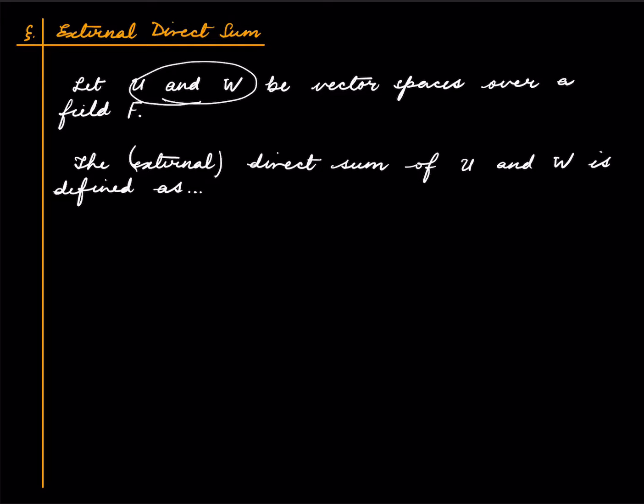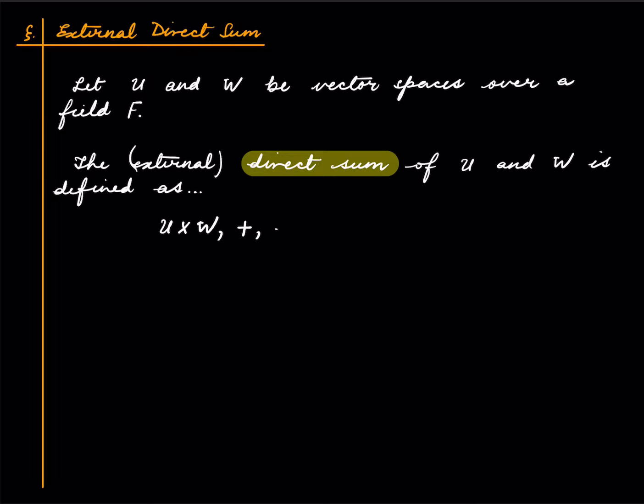So U and W are some vector spaces. They are now no longer subspaces of a given vector space. It's just that they are two vector spaces over the same base field. Then we can define the external direct sum of U and W as, first of all, we have this set. We will define an addition, we will define a scaling, and this will be a vector space over the base field F. So that should appear in this quadruple, in this list, but I'm not doing it.